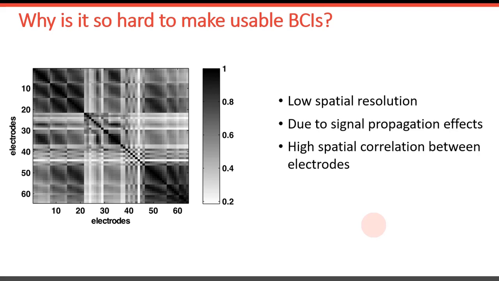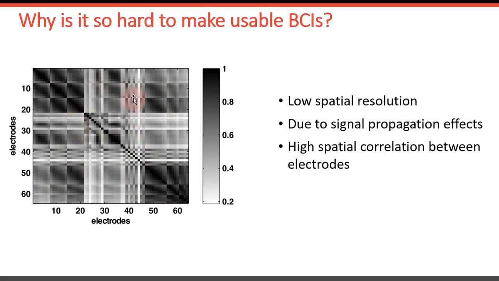Another problem with a non-invasive BCI is that they have low spatial resolution. Well, this applies to EEG and MEG, most likely in most cases EEG-based BCI. So if you take sensors, okay, electrodes that have been placed on the human head and collected data, and take the correlation, this is the correlation matrix. You see that the sensors are very highly correlated.